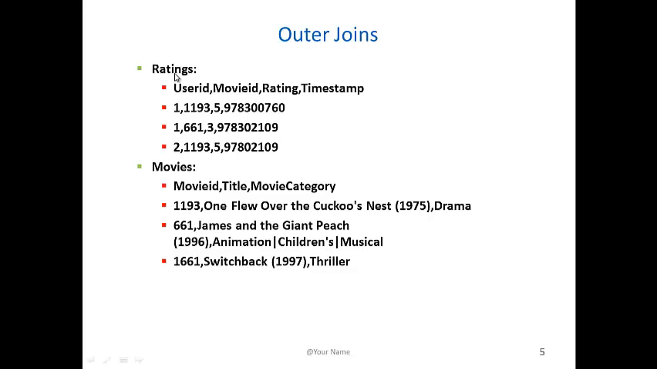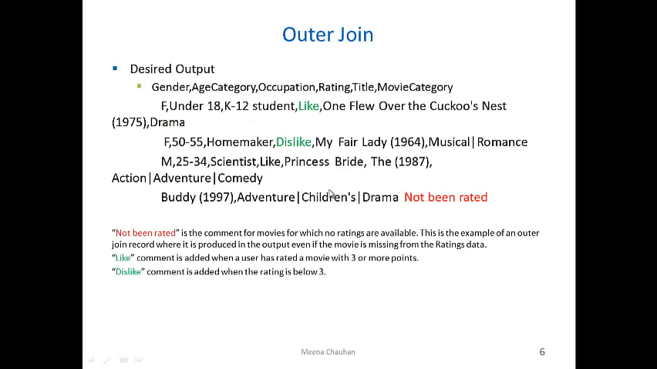The second input file is ratings. Again, the columns are user ID, movie ID, rating, and timestamp. For example, this means user ID 1 has rated movie ID 1193, given the rating of 5 on this timestamp. One thing you have to note is all the input files are comma separated. Now, movies has three columns: movie ID, title, and movie category.